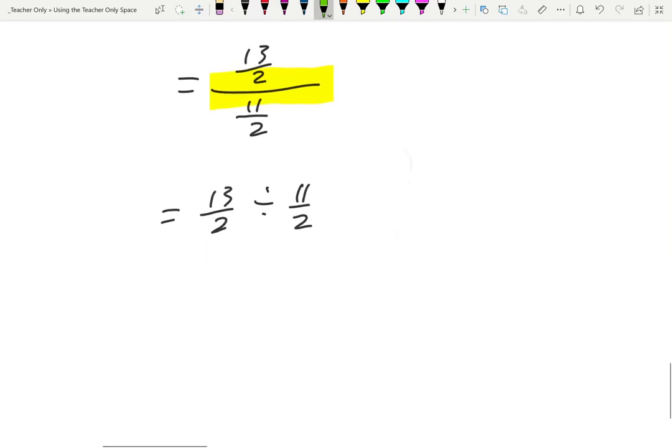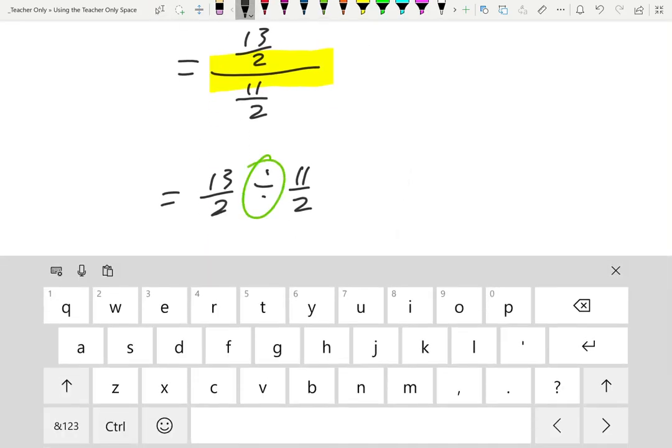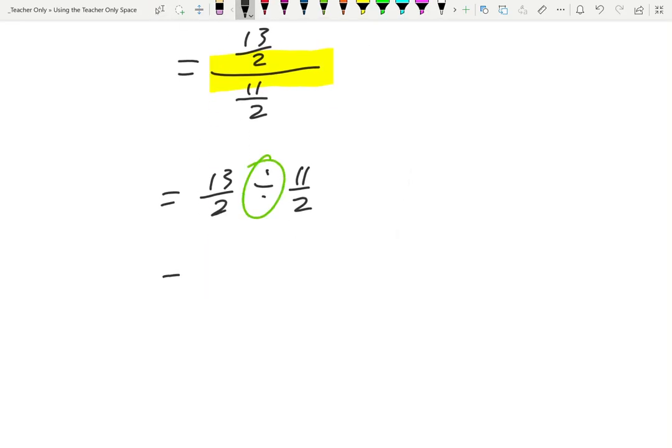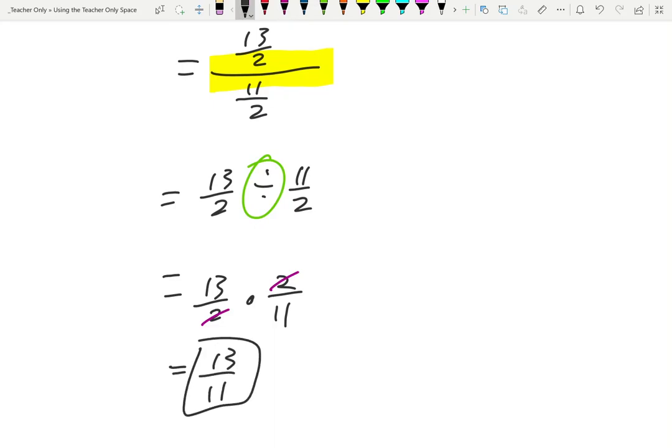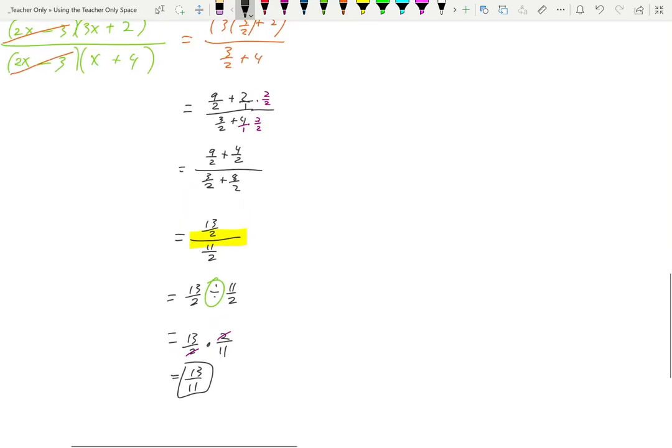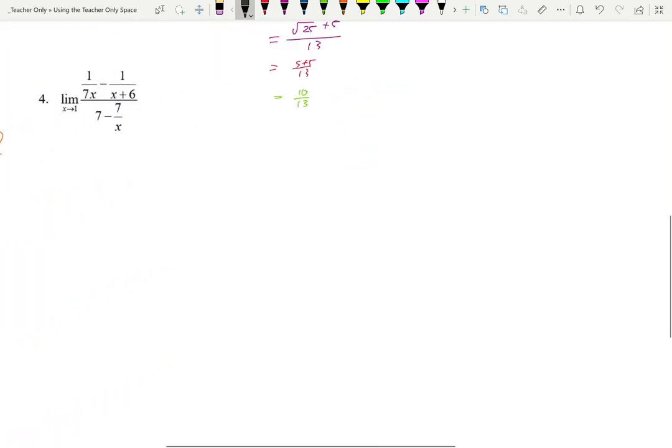And now that we read it this way, hopefully you're seeing, how do we divide fractions? Not with a keyboard. How do we divide fractions? You change, keep, change, flip, or flip and multiply, whatever you learned. And now the 2 divides with the 2, leaving me with 13/11. All right. Hopefully we all remember how to add and subtract fractions now at this point.